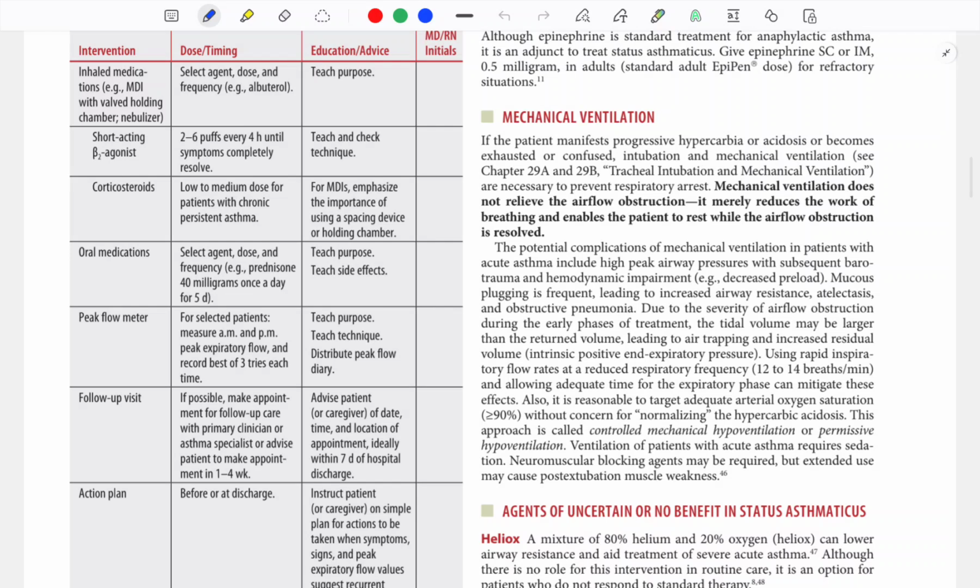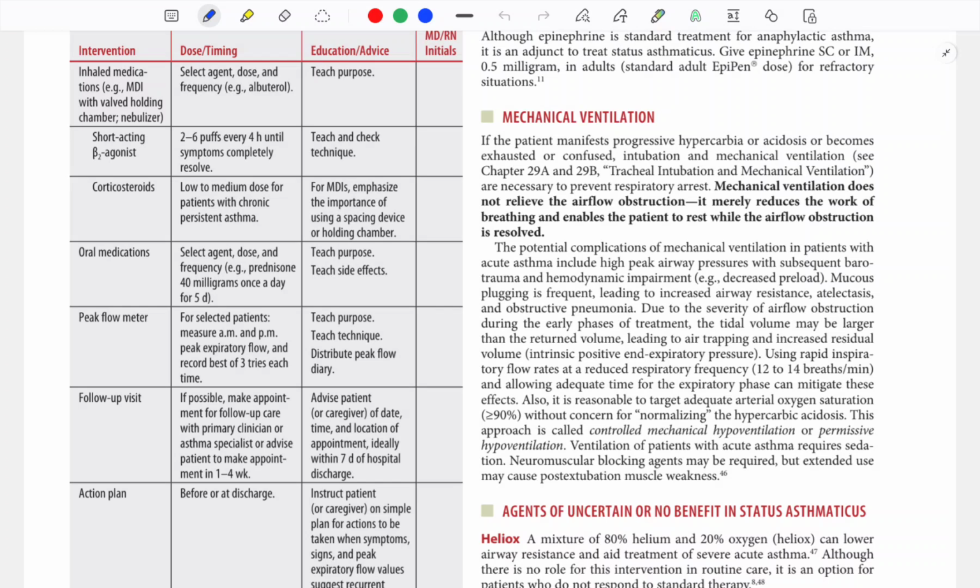How do you discharge an asthma patient in the ED? Give them an MDI with a spacer, a valved holding chamber called a spacer. You can also advise them a nebulizer. You give them a short-acting beta-2 agonist, 2 to 6 puffs every 4 hours. Corticosteroids, oral medications like methylprednisolone.